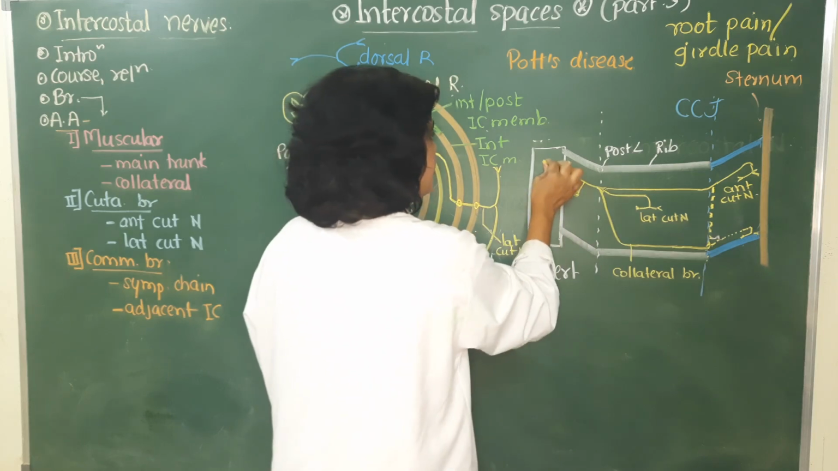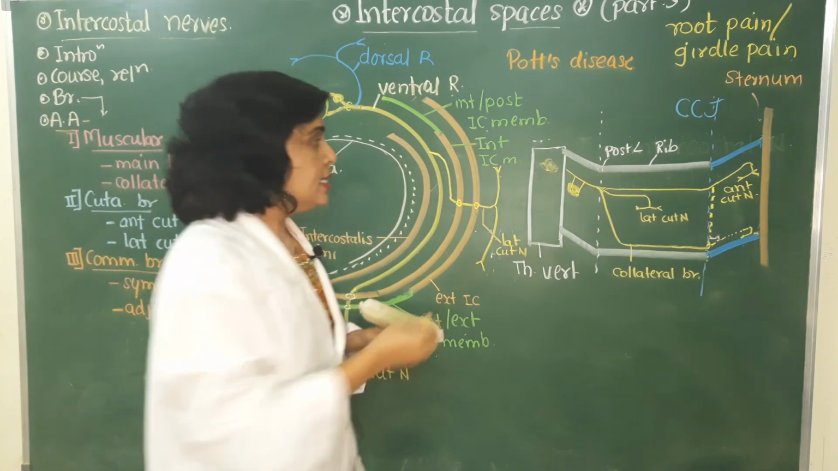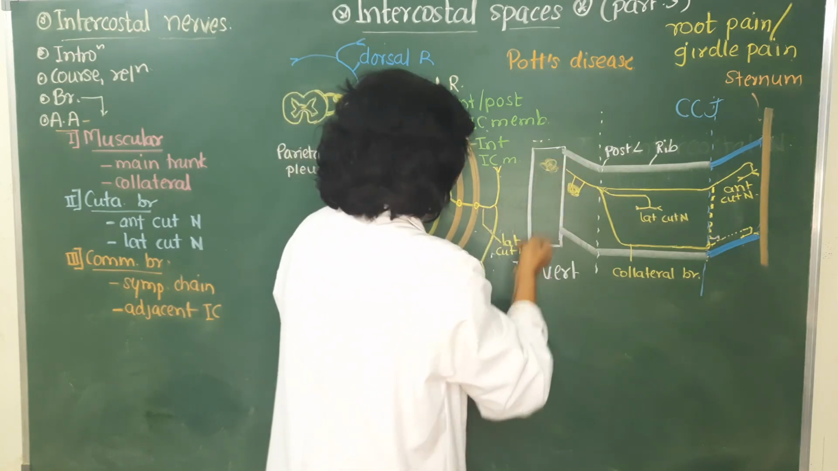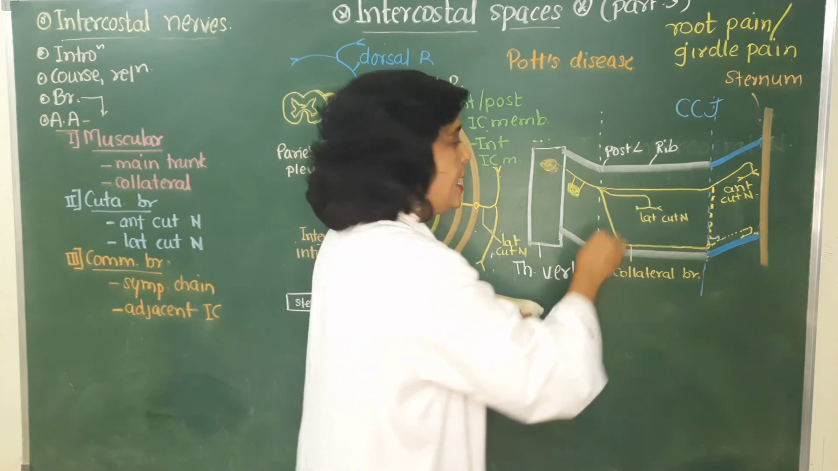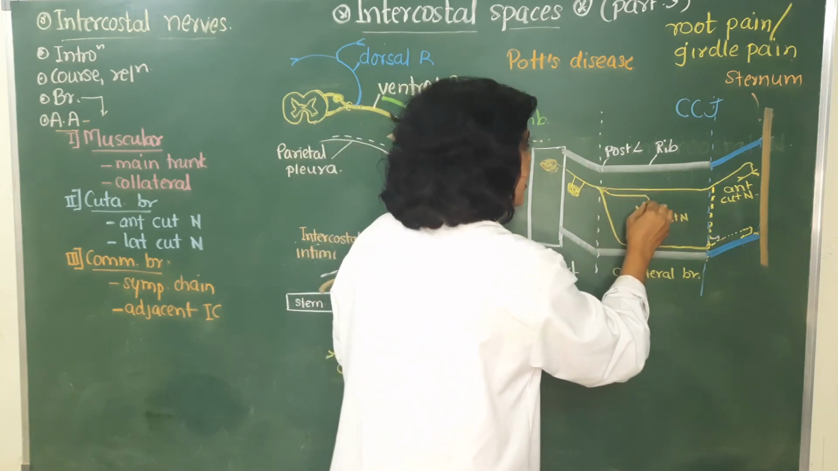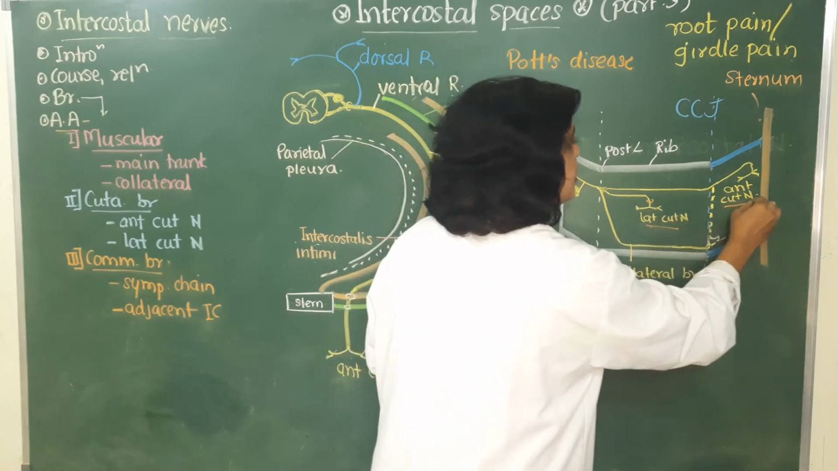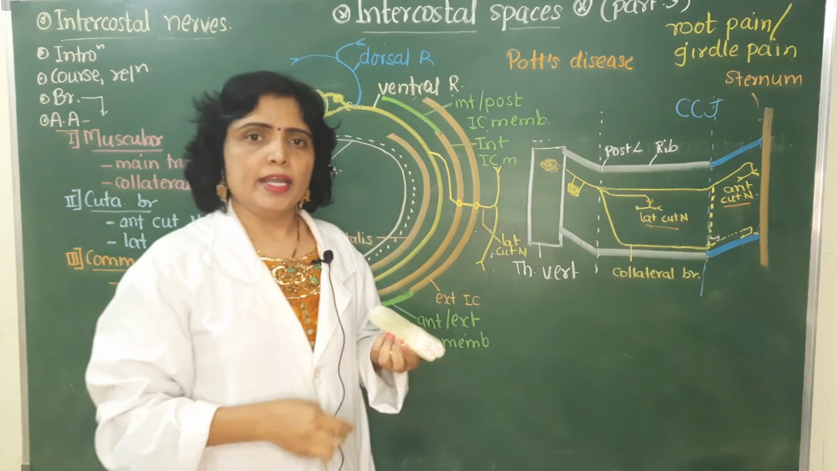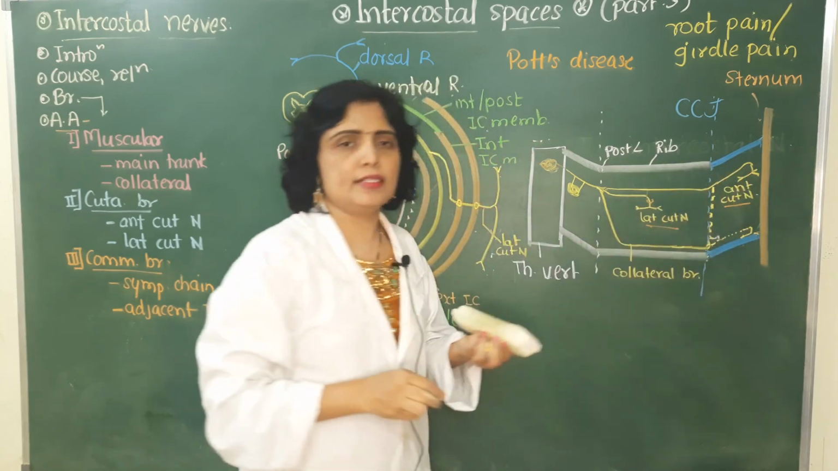Sometimes there is a pus formation here at the thoracic vertebra in Pott's disease. This pus may pass along this neurovascular plane and may find its way at the exit of either the lateral cutaneous nerve or the anterior cutaneous nerve. So it may point in the mid-axillary line or just lateral to the sternum.